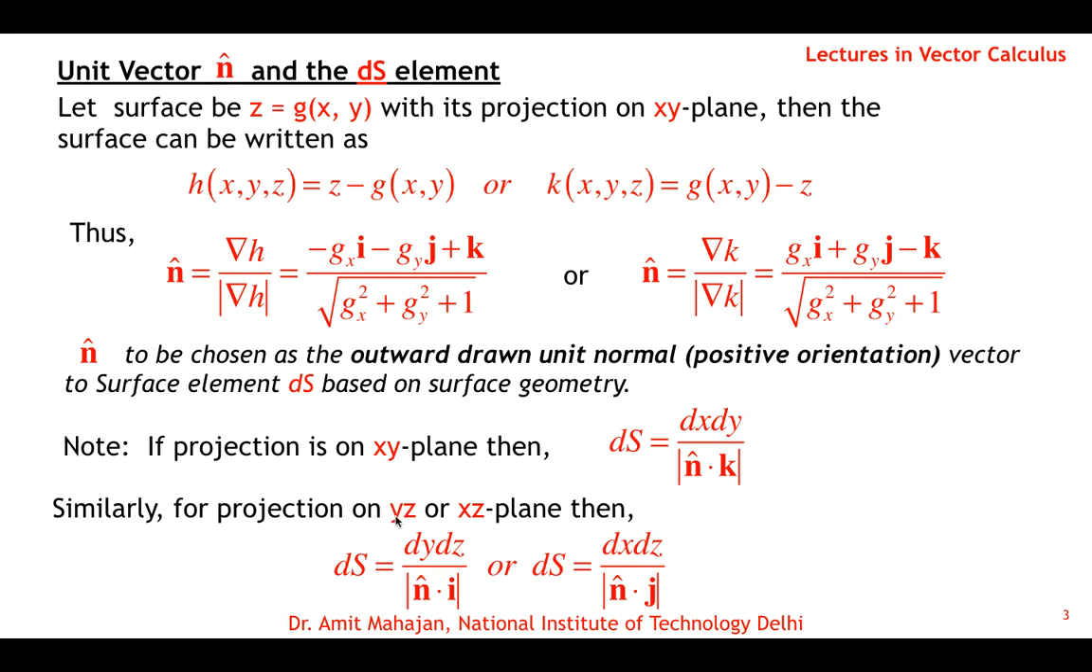So if you are taking the projection on the yz plane, then dS will be dy dz over the magnitude of unit vector n dot unit vector i. Or if you are taking the projection on the xz plane, then the dS element can be taken as dx dz over the magnitude of n dot j. So dS can be chosen as any of these three depending upon where you are taking the projection, and the unit normal vector you can choose as one of them depending upon which one gives the positive orientation, which one is in the outward unit normal direction.